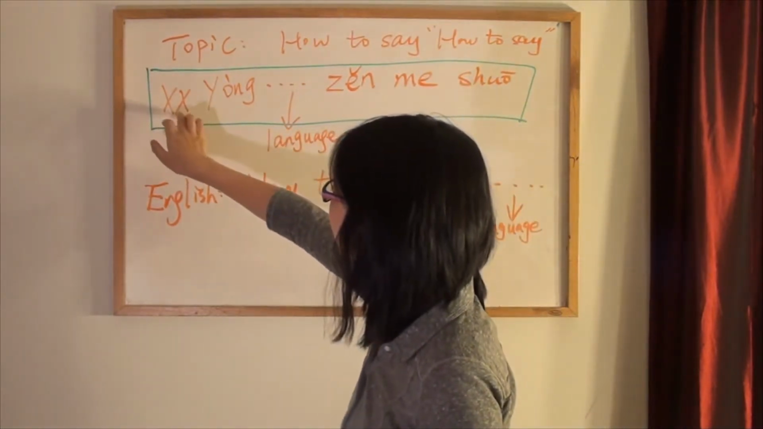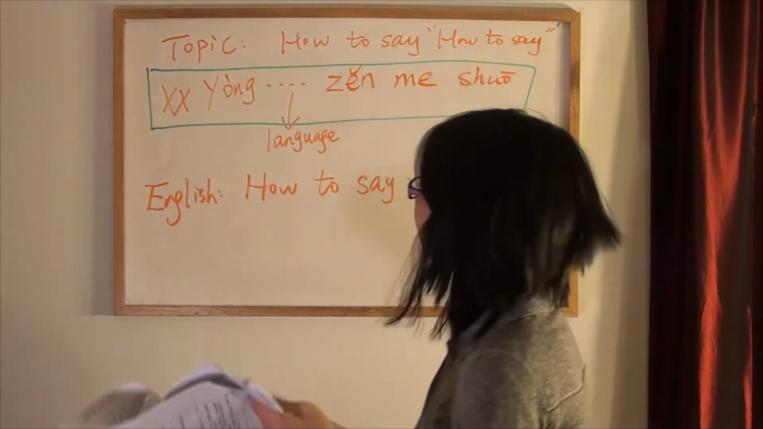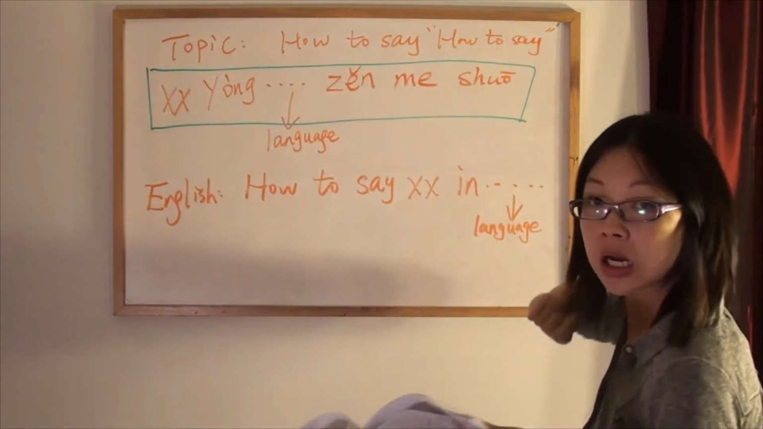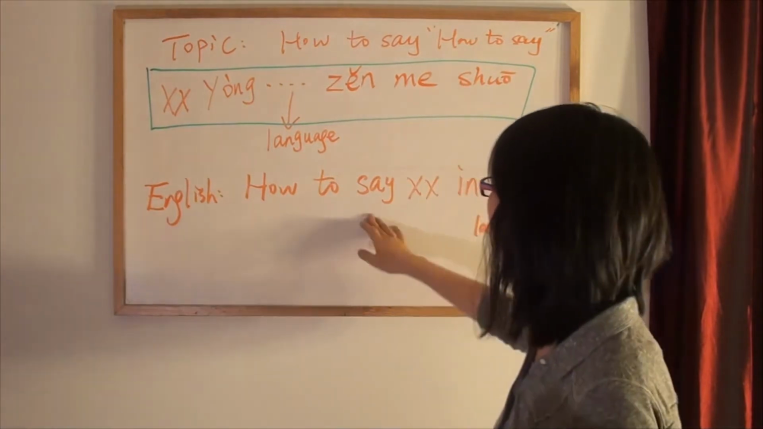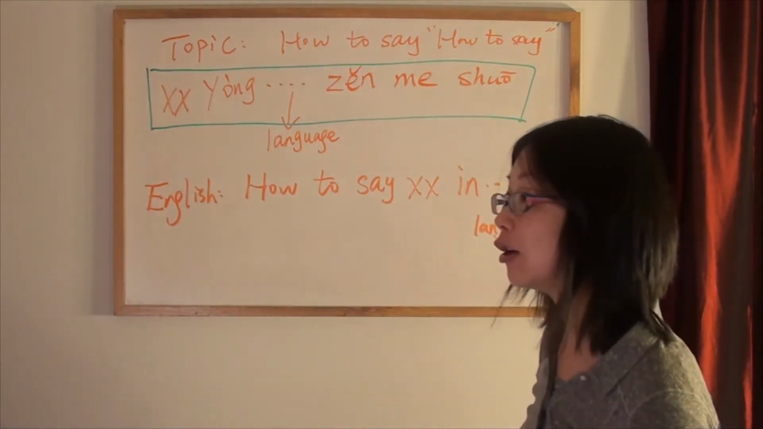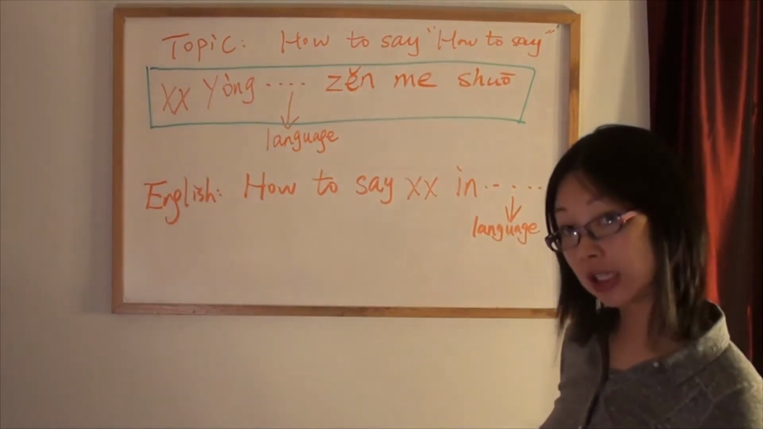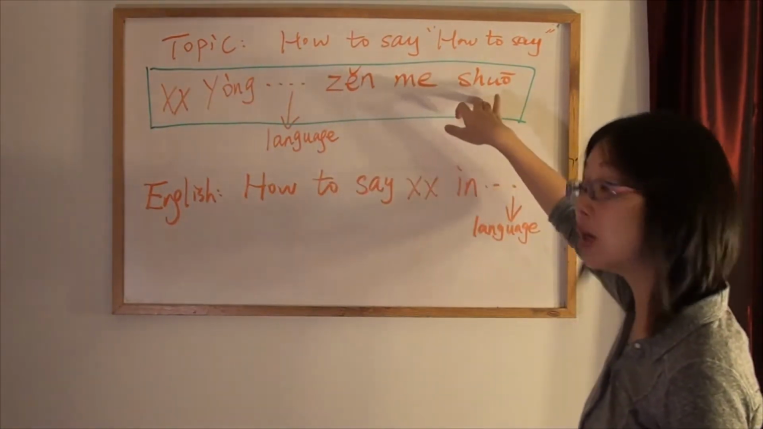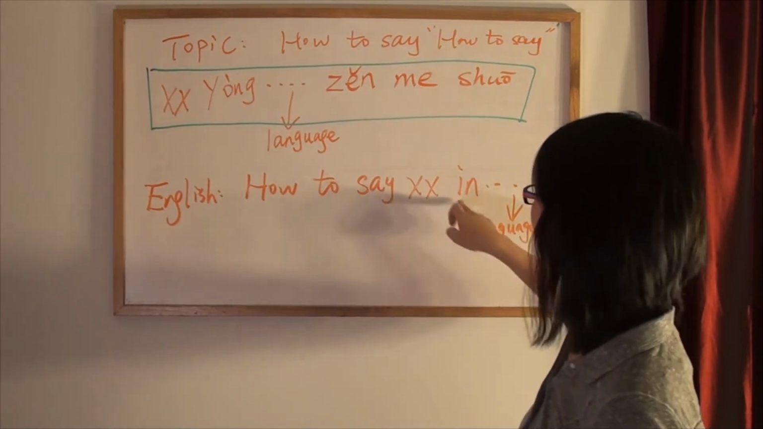用 something 用 some language 怎么说？请问你知道 coffee 用中文怎么说吗？So, excuse me, do you know how to say coffee in Chinese? So basically, how to say something in some language. How to say that in Chinese? That is something 用 some language 怎么说. That means how to say something in some language.